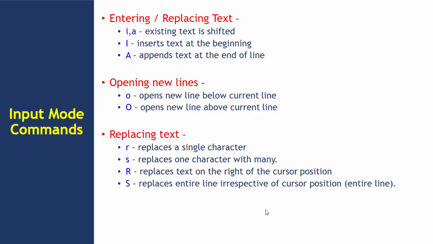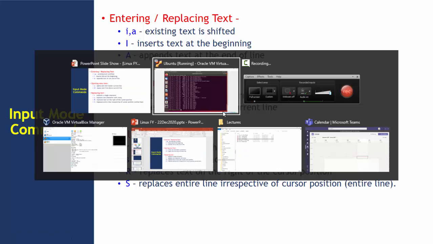So small i, capital I, small a, capital A. Small i and small a will start inserting text from the cursor location, shifting the existing text. Capital I will allow you to insert the text at the beginning of the line. Capital A will allow you to insert the text at the end of the line. So let's have a look at it.